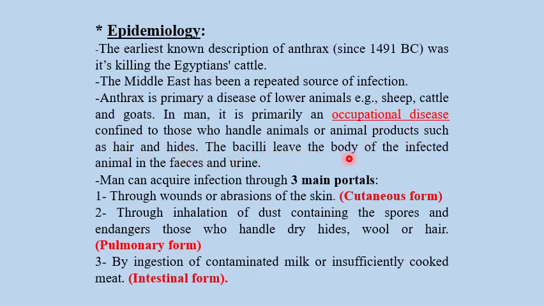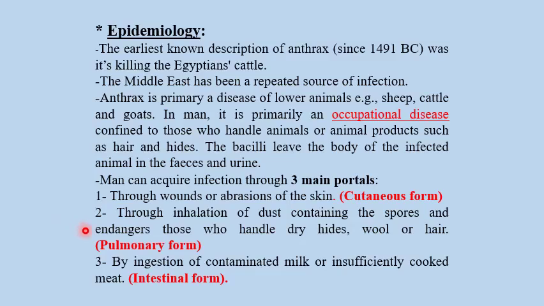The bacilli leave the body of the infected animal in the feces and urine. يبقى mainly the bacilli is present in the feces and the urine of the animal, which can contaminate the hides easily and the hair of the animal, and then it can reach the man. Man can acquire infection through three main portals، بثلاث طرق. Through wound or abrasions of the skin, and we call this cutaneous form of anthrax. Or through inhalation، عن طريق التنفس، of the dust containing the spores. يبقى التراب ممكن يحمل السبورز فيجي عن طريق الاستنشاق.